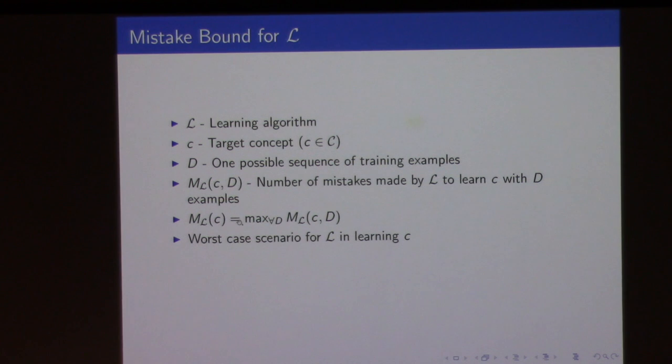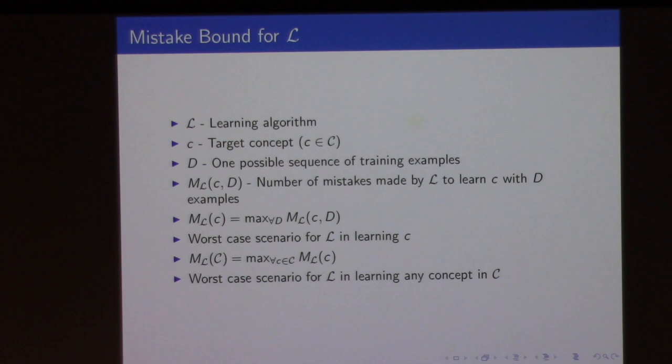That's M_L of C. And then we make it even more general, because as I said, C can also determine how easy things are, how tough things are. So you also take out C. You say, let's try to find the worst you can do for any concept within this class.